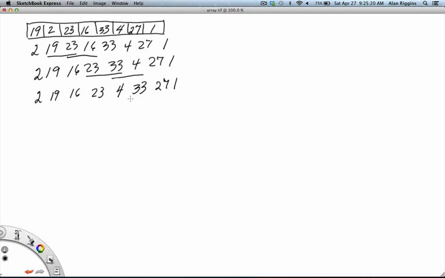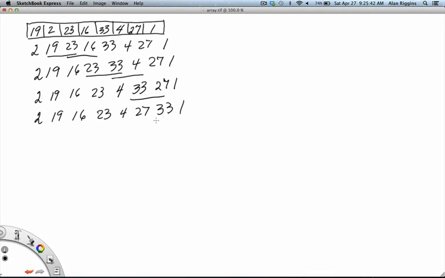Now we move down to the next pair, and they're out of order. The 27 is smaller than the 33. They must be swapped. So we have 2, 19, 16, 23, 4, 27, 33, and 1.